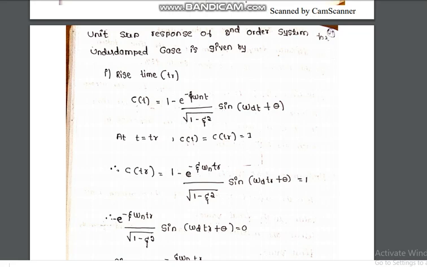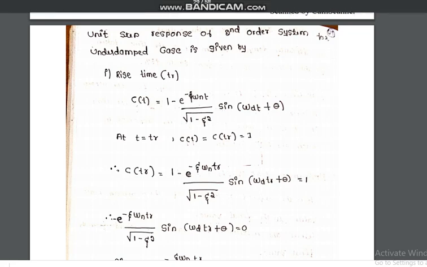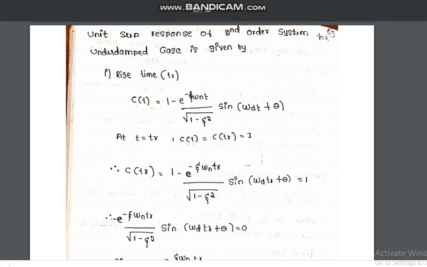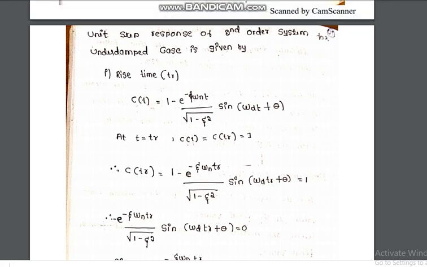Definitions of all the time domain specifications. Now we will see the expressions for all the time domain specifications. We'll see the derivations. So the first one is the unit step response of a second order system, underdamped case, and we are going to derive the rise time, that is TR.